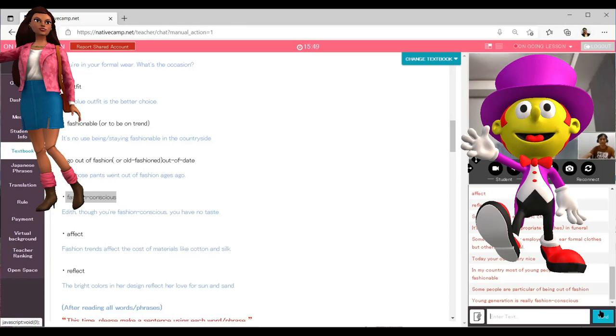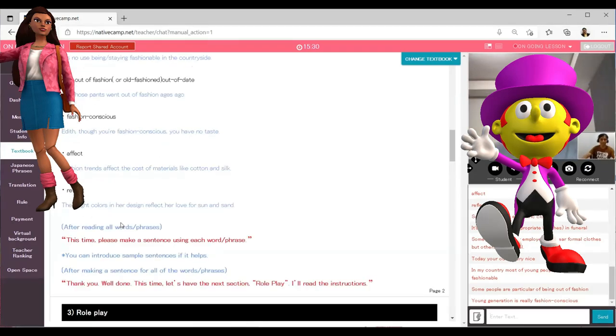Young girls are really fashion conscious. Wow. How about the young boys? I'm not sure, but yeah, girls are more fashion conscious. Okay, so the girls, wow. Maybe it's the influence of the Korean girls. Yes, and all right, let's do affect. Affect.